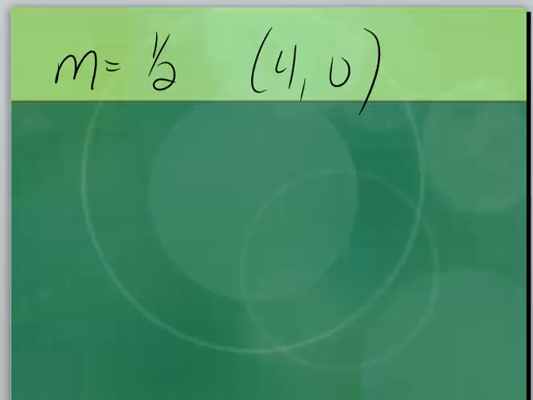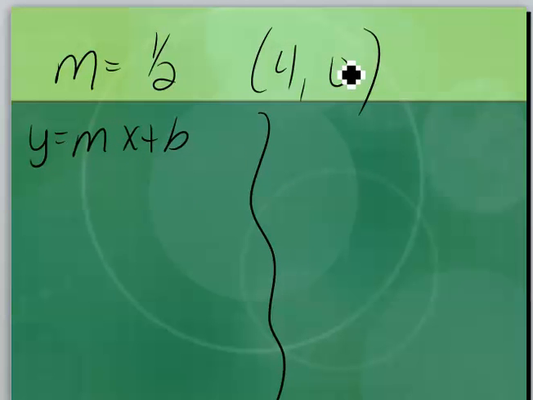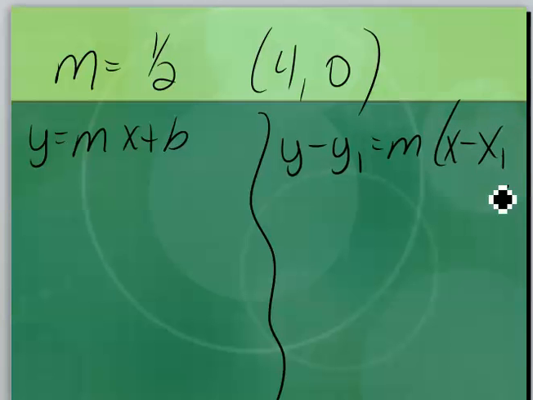I'm going to do this using both methods. You can pick the one you like best. So we'll use slope-intercept, y equals mx plus b, and point slope, y minus y sub 1 equals m times the quantity x minus x sub 1.